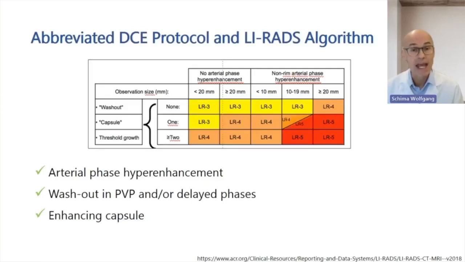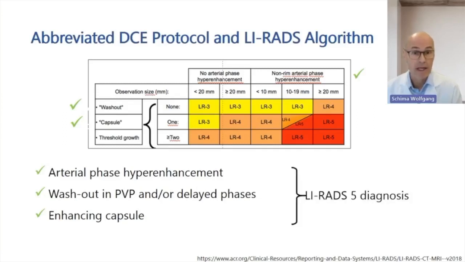So how does this abbreviated DCE MRI protocol fit together with LI-RADS? If you look at the LI-RADS algorithm, what are the three major features to make the diagnosis of HCC? It is the non-rim arterial phase hyperenhancement, it is the washout, and it is the enhancing capsule. So this DCE abbreviated protocol is the only protocol where you can actually make the diagnosis of a LI-RADS 5 and a definitive diagnosis of HCC.